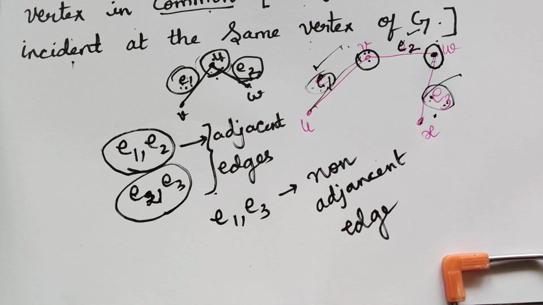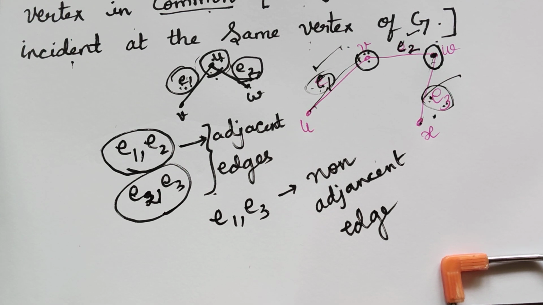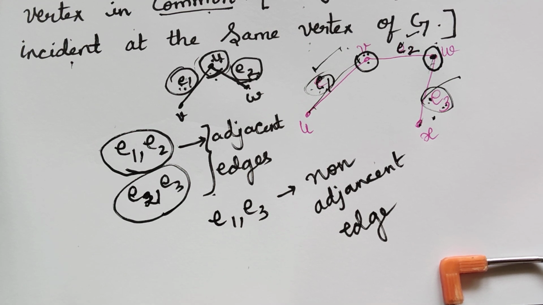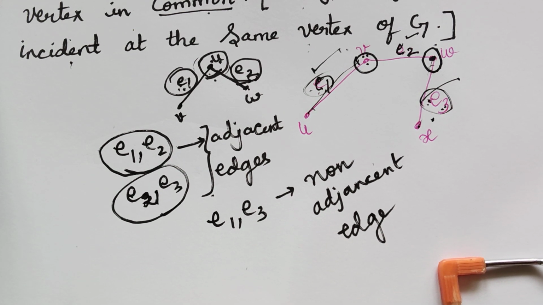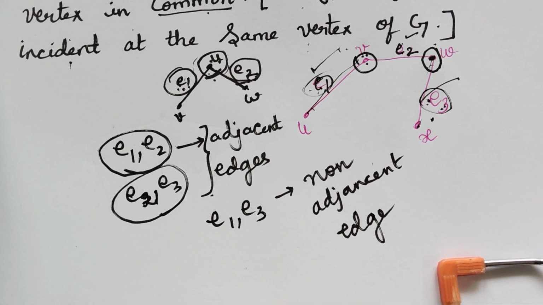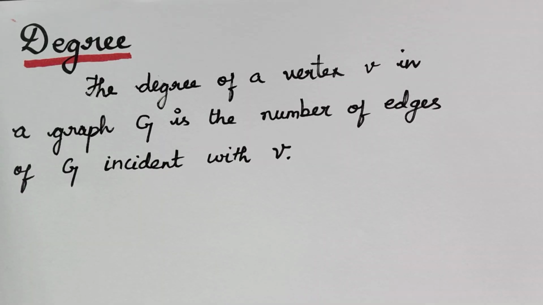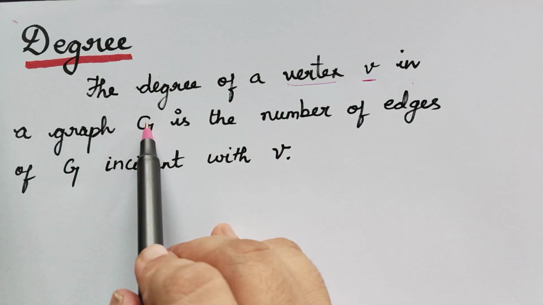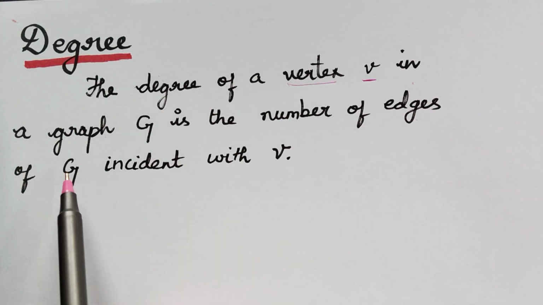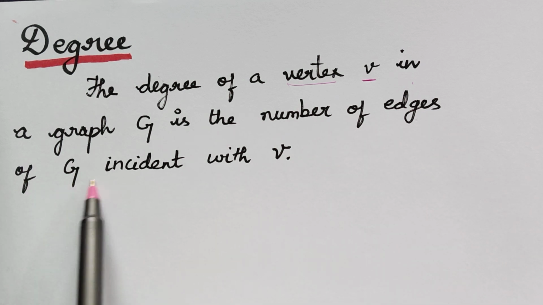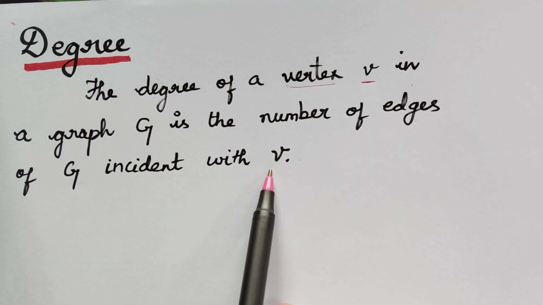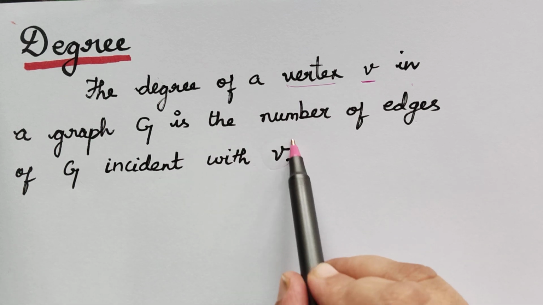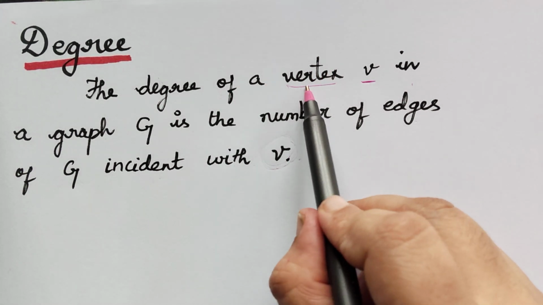So this is the concept of adjacency and incidence relation of a graph G, where we saw adjacent vertices and then the incidence relation and also what are adjacent edges. Next we will learn the degree of a vertex in a graph. Now here we have the concept of degree. So the degree of a vertex V in a graph G is the number of edges of G incident with V, the vertex V.